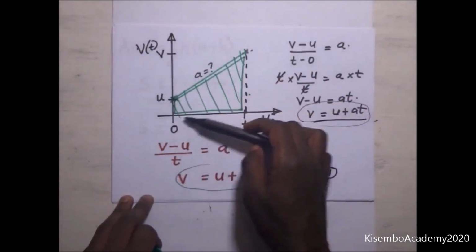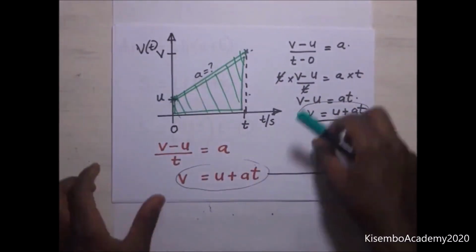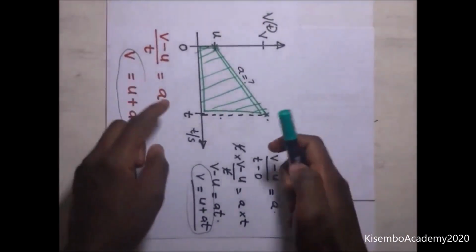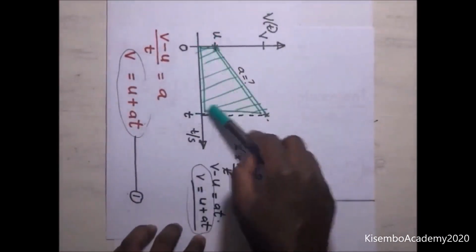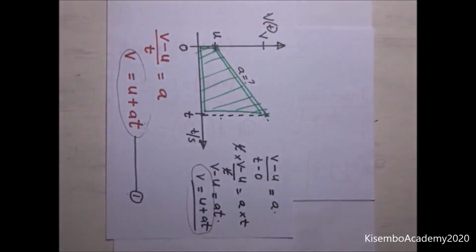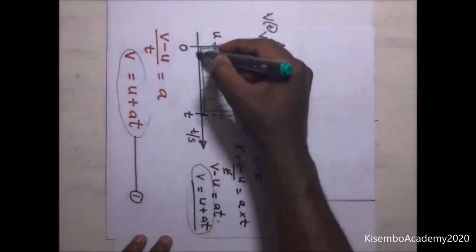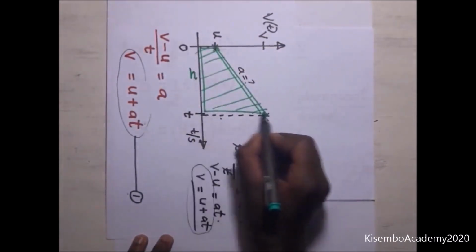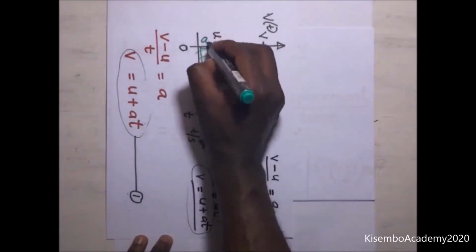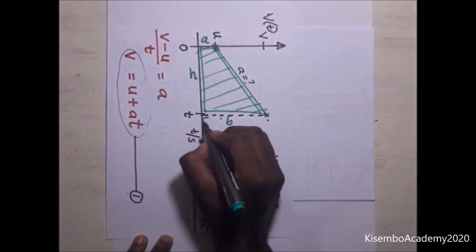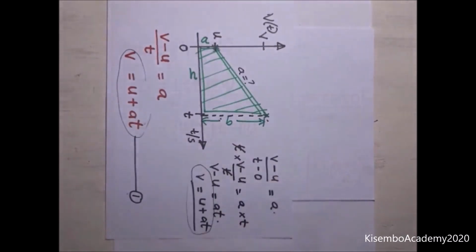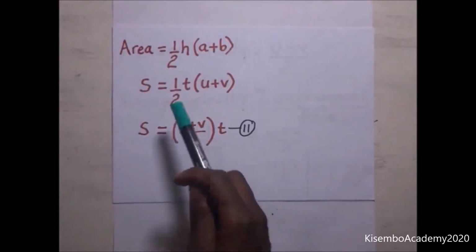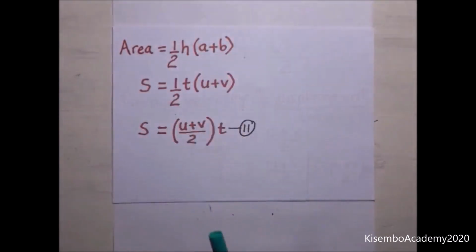So the area of a trapezium. If we change this graph like this, this is how the trapezium looks. As far as our trapezium is concerned, the height of the trapezium is this one, and these will be our values of a and b. The area of a trapezium is given by a half h into (a plus b).